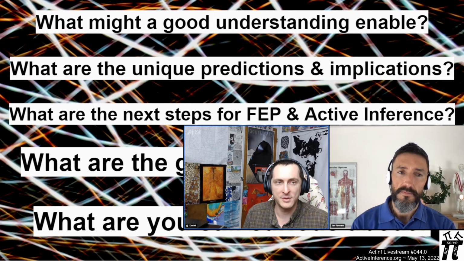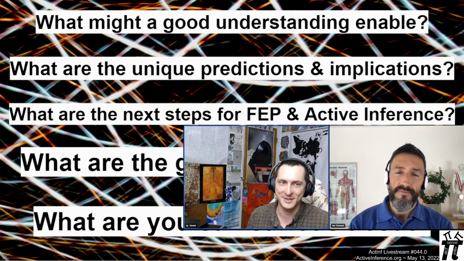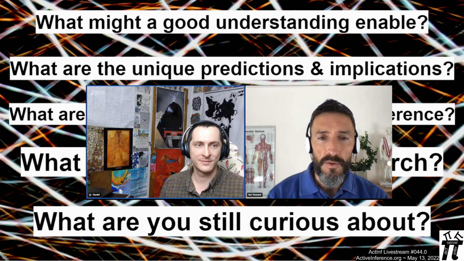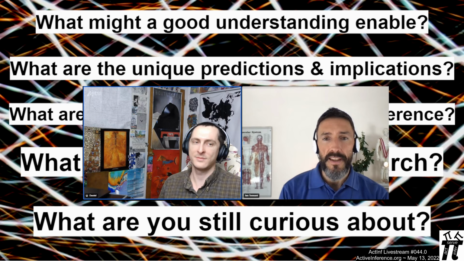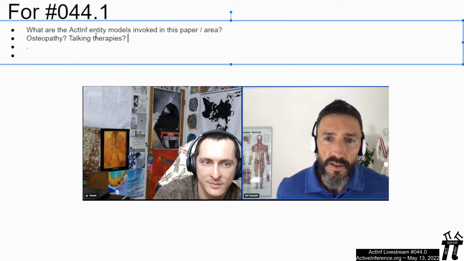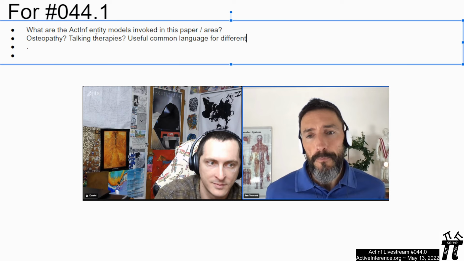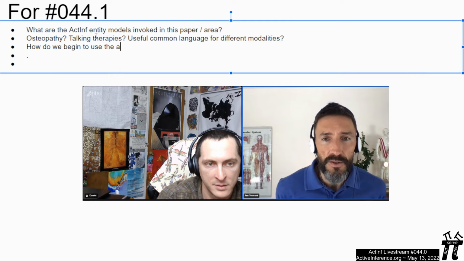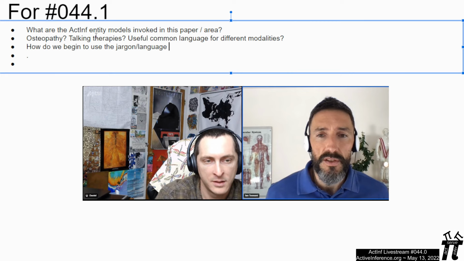What are some of your closing-ish thoughts? Yeah, wonderful paper. I'm really interested in how other. So this is written by a group of people who are interested in osteopathy. But the way I see it, it could be applied to talking therapies, other hands-on therapies. So is this a useful common language to understand lots of different already successful therapeutic approaches and interventions? That's one thing. The other thing is, how do we begin to use some of the jargon that we might have been using now? How do we find a way to take the active inference language to people who've never heard of active inference before?